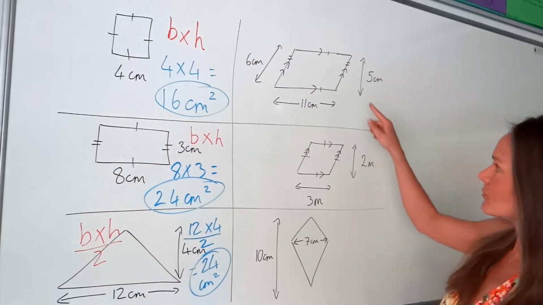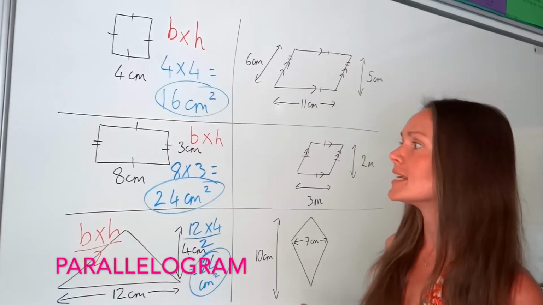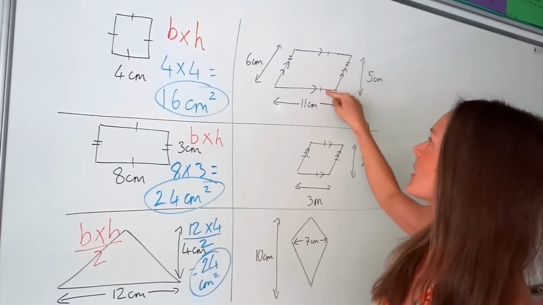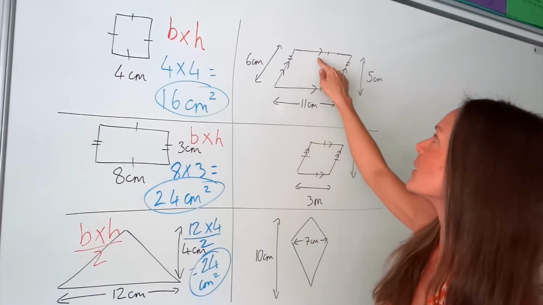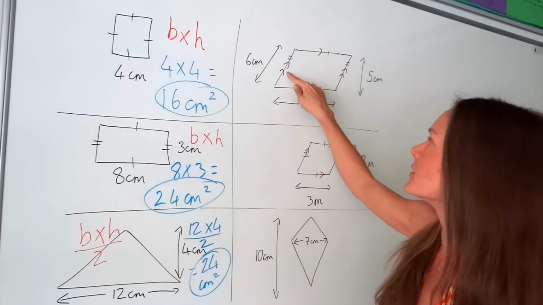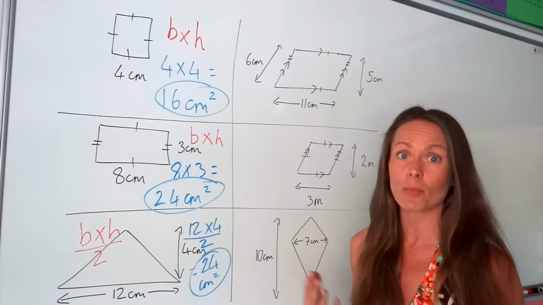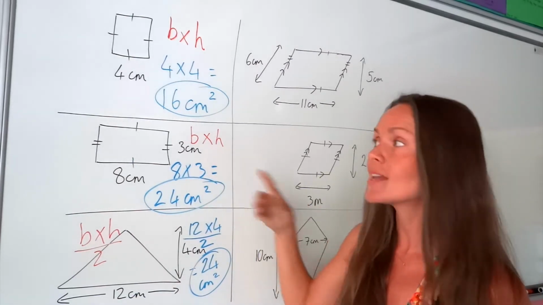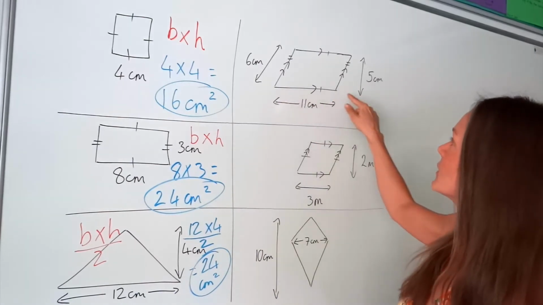Okay, now up here we've got a parallelogram, which is like a wonky square because these two sides are the same length and so are these ones, and these are parallel. When you see the arrows, it means this line is parallel to this one and this one is parallel to this one. To work out the area of a parallelogram, it's just like for a rectangle. It's base times height. So the base is 11 here.